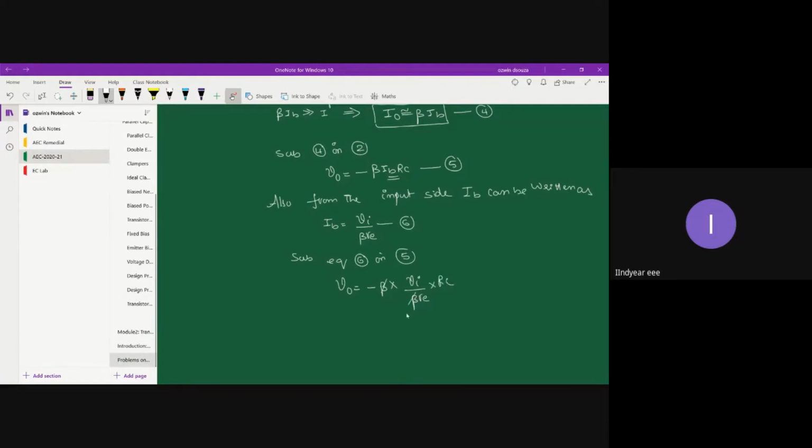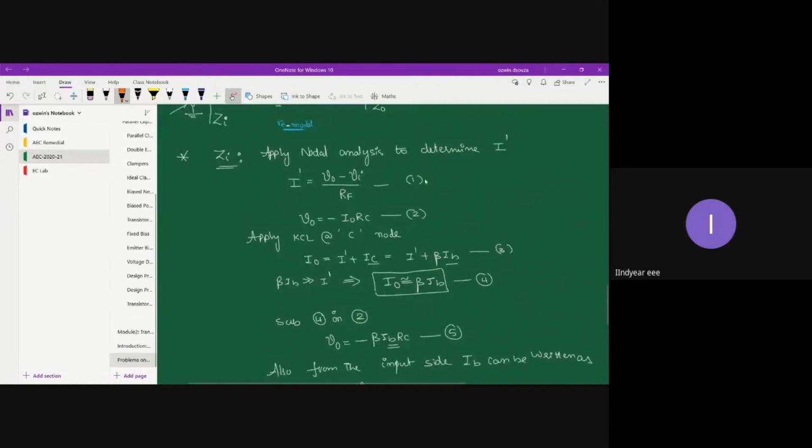So beta gets cancelled. So the output voltage expression, you will get it as the resistance ratio RC by RE into the input voltage VI. Say this is equation 7. Now what we have done is we have found an alternate expression for V naught, so that you will be able to substitute that V naught in your first equation.